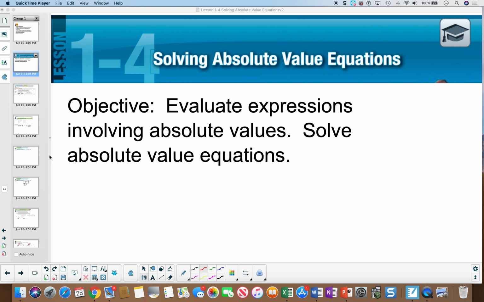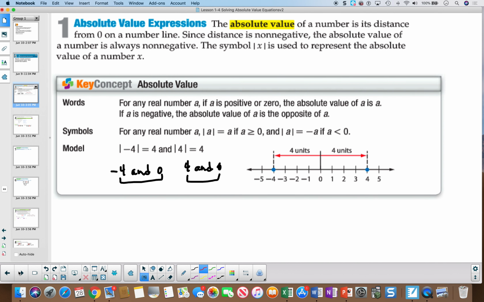Lesson 1-4, Solving Absolute Value Equations. Objective: evaluate expressions involving absolute values. Solve absolute value equations. Let's take a look at what an absolute value means.